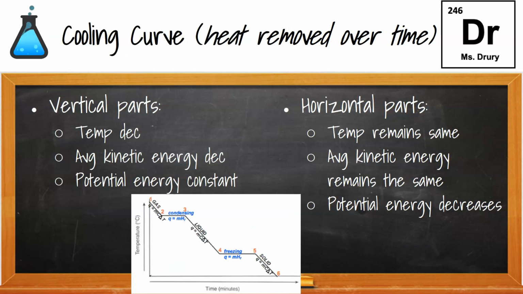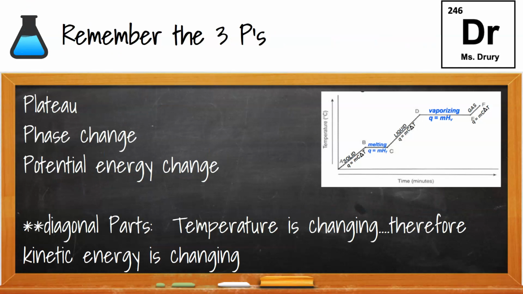This would also apply to cooling curves where your heat is removed. So again, the vertical points where your temperature and kinetic energy are decreasing, you can use mc delta T. But for your horizontal points, since they're the same as your horizontal points on the previous graph, your temperature is staying the same, you can't use mc delta T. You again have to use MHF or MHV depending on if you're freezing or if you're vaporizing it.